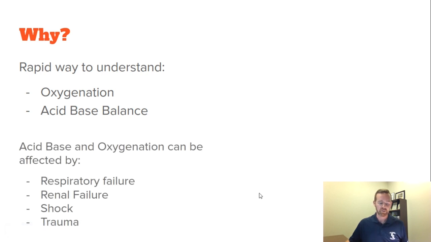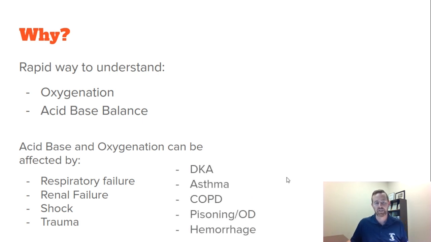All right, so of course, oxygenation and acid base can be affected by all kinds of different things. So respiratory failure, renal failure, probably two obvious ones, but also shock, trauma, DKA, diabetic ketoacidosis, asthma, COPD, any kind of poisoning or overdose, hemorrhage, all kinds of things can affect your ABG results.